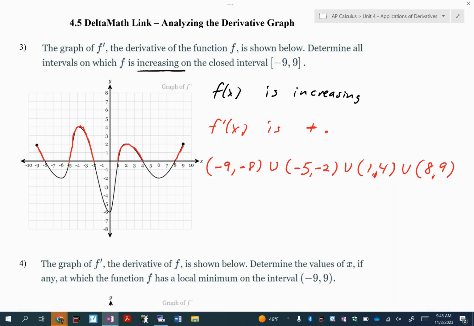So from between -9 and -8, if I looked at the original function, it would be increasing. All right. It's about to not be, right? At -8, it switches to decreasing. You okay, guys? So if it was asking where is it decreasing, it would be -8 to -5, -2 to 1, 4 to 8. All the y values have to be negative.